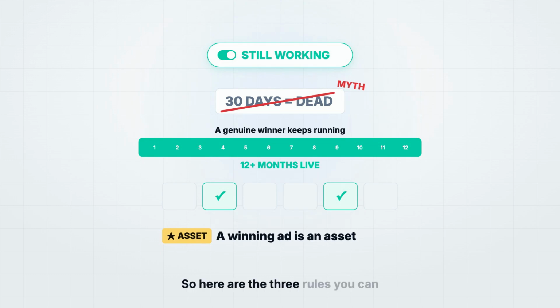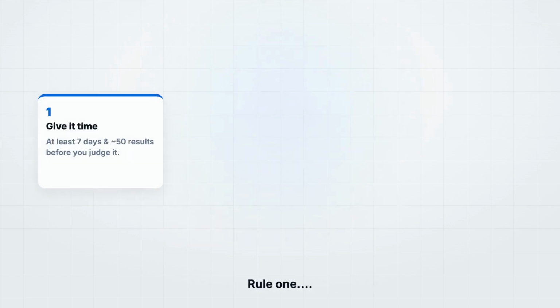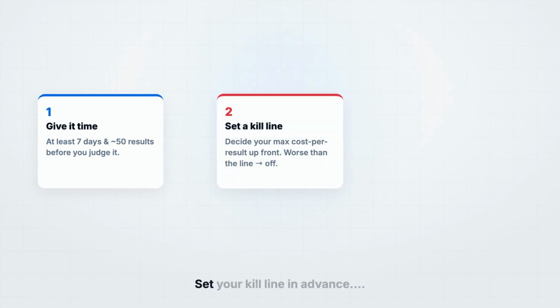So here are the 3 rules you can use starting today. Rule 1. Give every new ad at least 7 days and enough budget to collect around 50 results before you judge it. Before that, you're guessing. Rule 2. Set your kill line in advance. Decide the most you'll pay for a lead or a sale, and if an ad clears the learning phase and still comes in worse than that line, you turn it off, calmly, no second guessing.